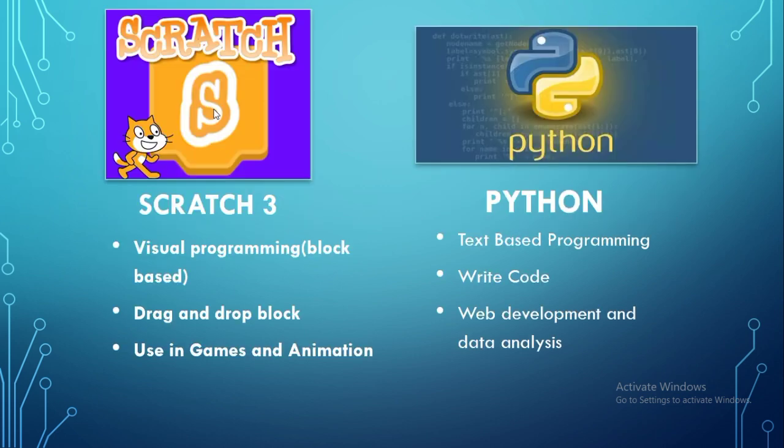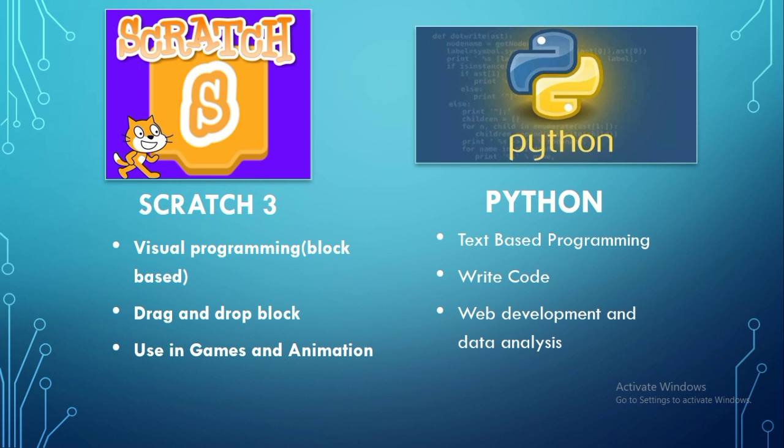Since we have already learned about Scratch and Python: Scratch is visual, block-based programming, whereas Python is text-based programming. In Scratch, we use drag and drop blocks. In Python, we write code using commands. Scratch is used in games and animation, whereas Python is used in web development and data analysis.